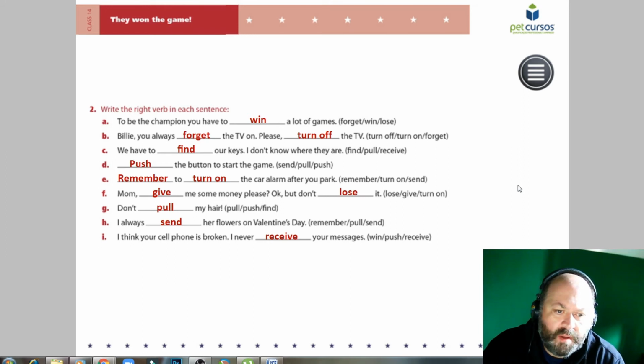D. Push the button to start the game. E. Remember to turn on the car alarm after you park. F. Mom, give me some money, please. Okay, but don't lose it. G. Don't pull my hair. H. I always send her flowers on Valentine's Day.